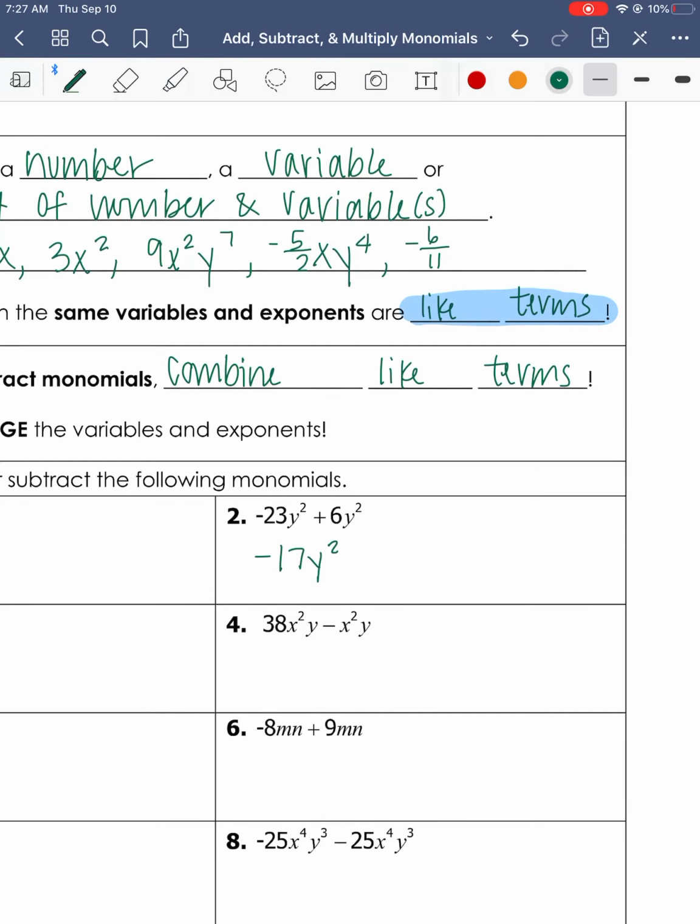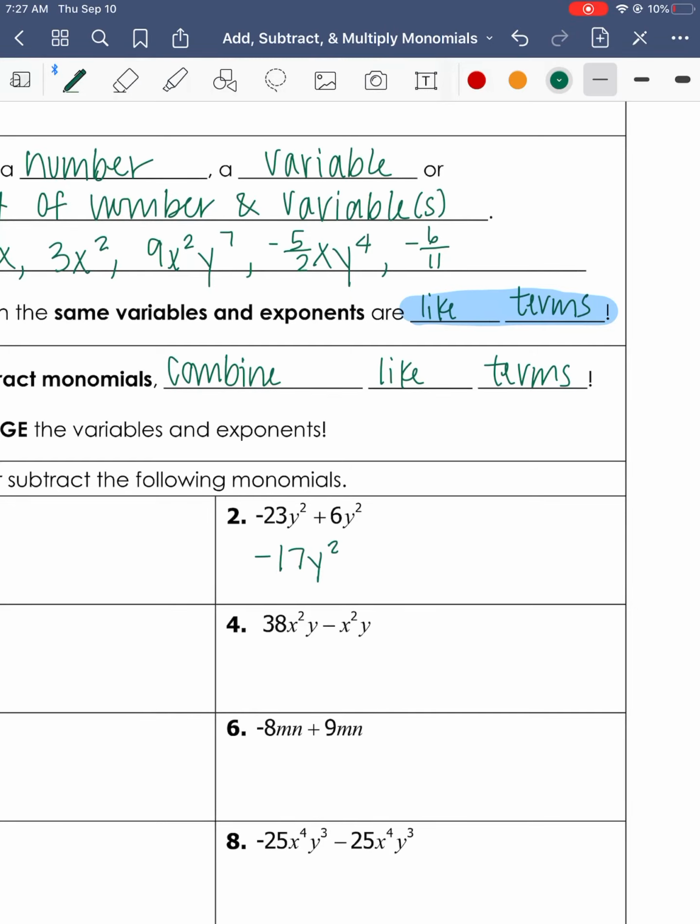Okay, so go ahead and try the rest of these on your own. They do get a little bit more complicated, but just remember, if they have the same variable with the same exponents on the same variables, then you can just add and subtract the coefficients, so the numbers next to them.